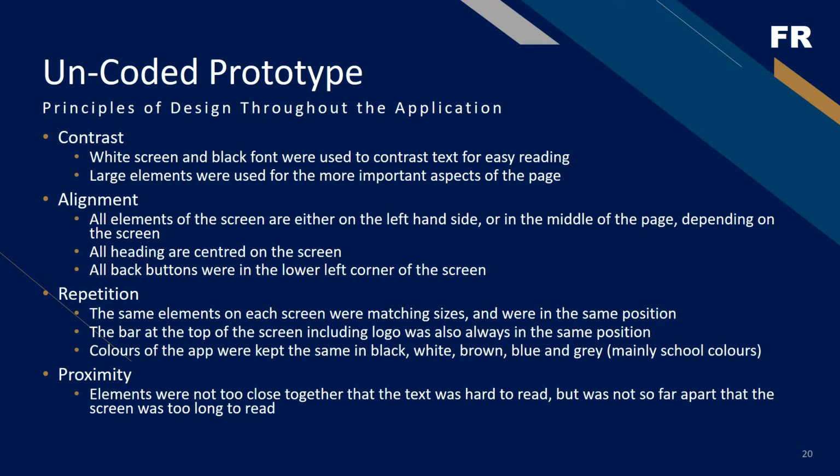Repetition was used throughout Eloise International, as the same elements on each screen are matching sizes and were in the same position, and the bar at the top of the screen, including the logo, was also always in the same position. In addition to this, the colors of the app were kept in the same black, white, brown, blue, and grey colors.